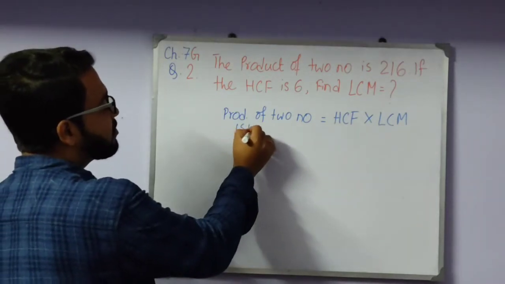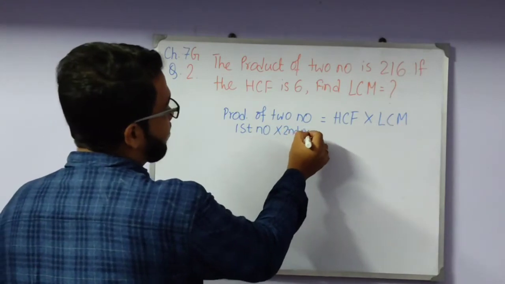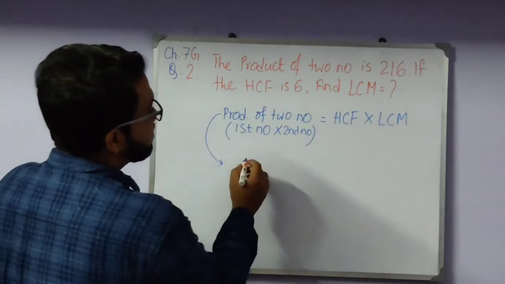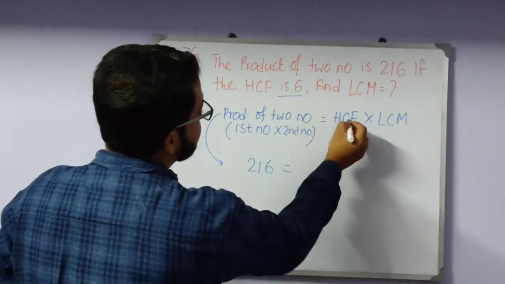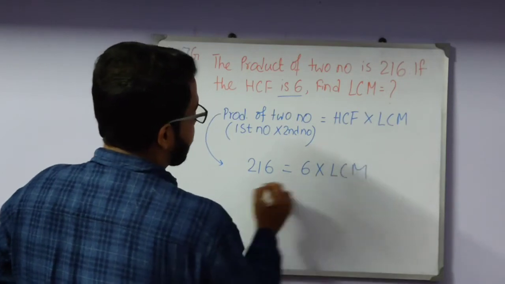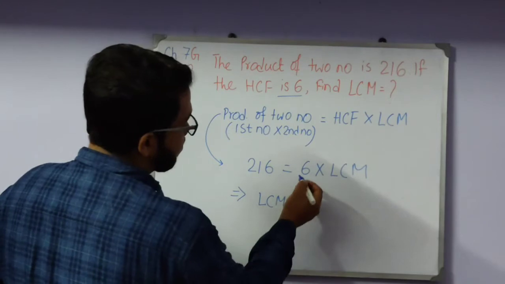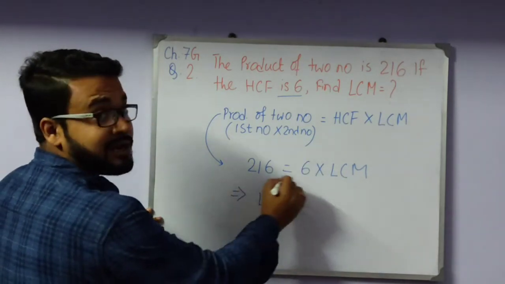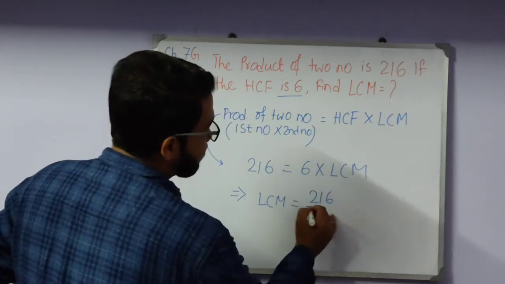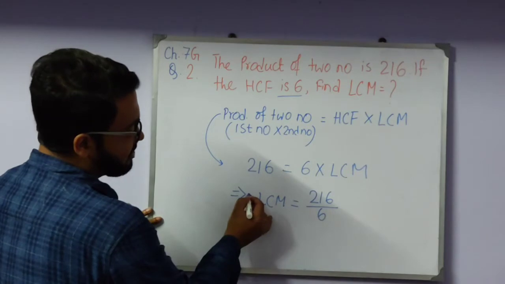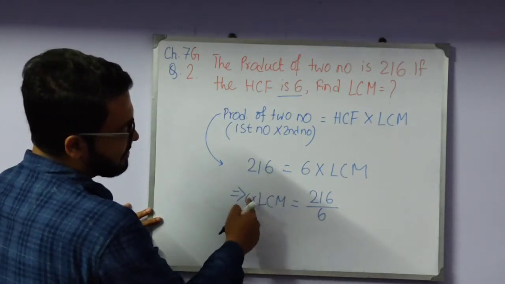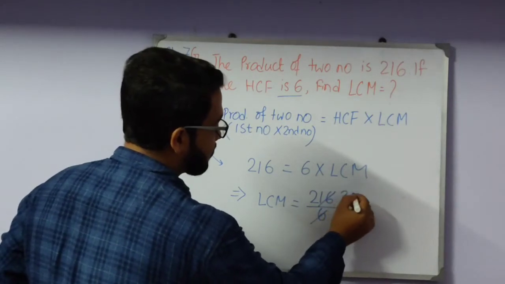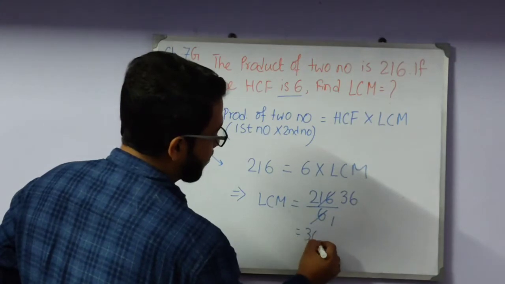So product of two numbers means first number and second number, but the product of two numbers is 216, also given there. So that means 216 is equal to HCF 6 into LCM. So LCM is equal to 216 by 6. Just change this 6, it is in multiplication form, when the side changes it will become divide. This 6 was here, 6 into LCM, this 6 changes its sign and goes here. So from 6 into 36, 36 is my answer.